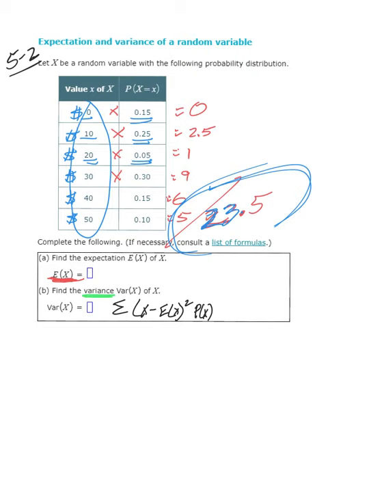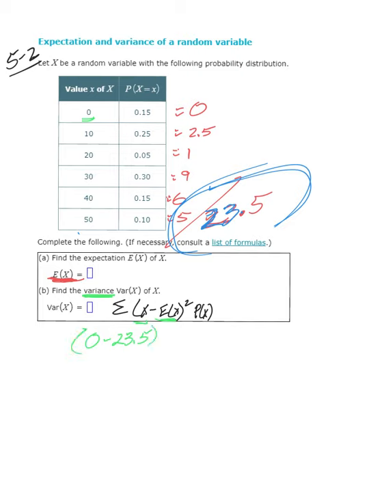What we're going to do here is we are going to take the x value, like this first one, and we're going to subtract what we just found, the expected value. So in our case, we'd say 0 minus 23.5. We're going to square that value, and then we're going to multiply it times the probability associated with it. So I'm going to do 0.15.